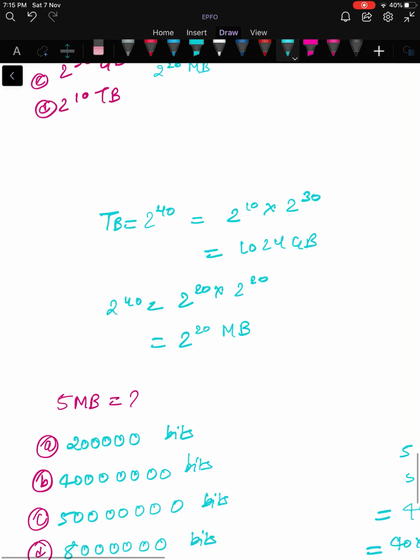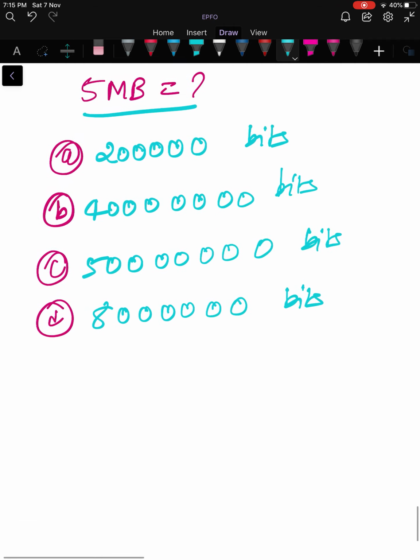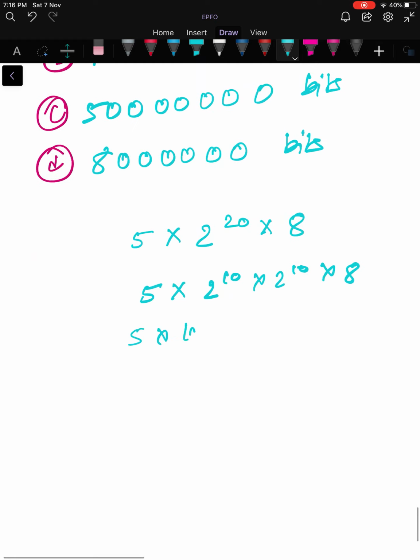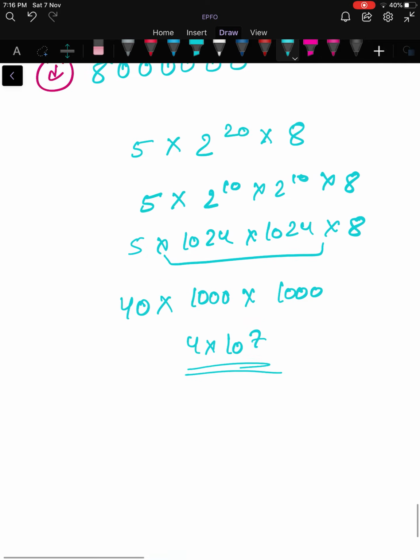Now the next question: the answer is 5 megabytes. What will the answer be in bits? We know mega is 2 to the power 20 bytes. In a byte, how many bits are there? 8 bits. So if we solve it, we can write it as 2 to the power 10 times 2 to the power 10 times 8, and this is 1024 times 1024 times 8. For simplification purposes, multiplying by 40, we can write 1024 as 1000. So the answer will be 4 into 10 to the power 7. So the answer will be B. Thank you.